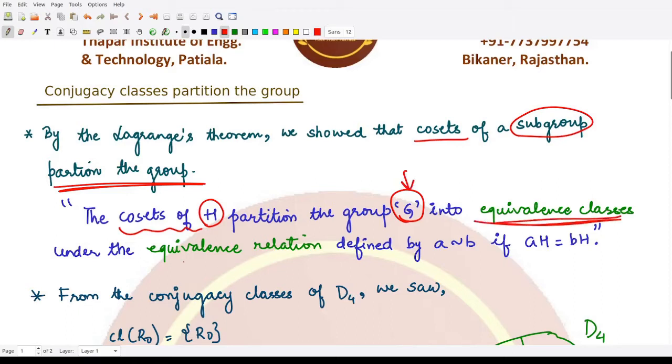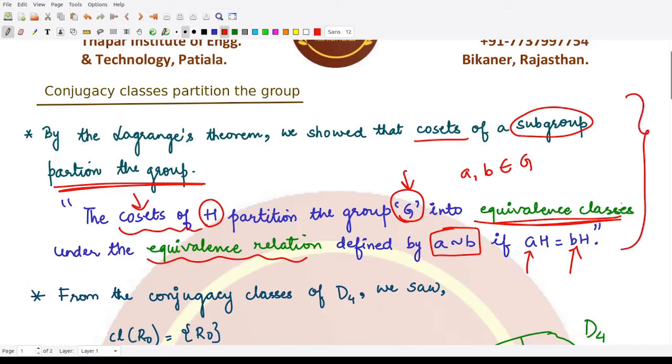And the equivalence relation is defined as follows: we have some element A related to element B, where both A and B are members of G, right? When can we say both of them are related under this equivalence relation defined by cosets? Whenever the coset defined by the first element A is equal to the coset defined by the second element B. So we have AH equals BH in this case, right? So we have partitioned our given group in terms of cosets.